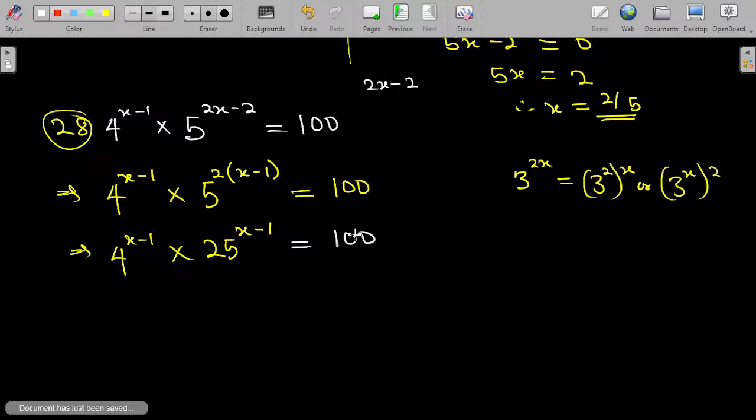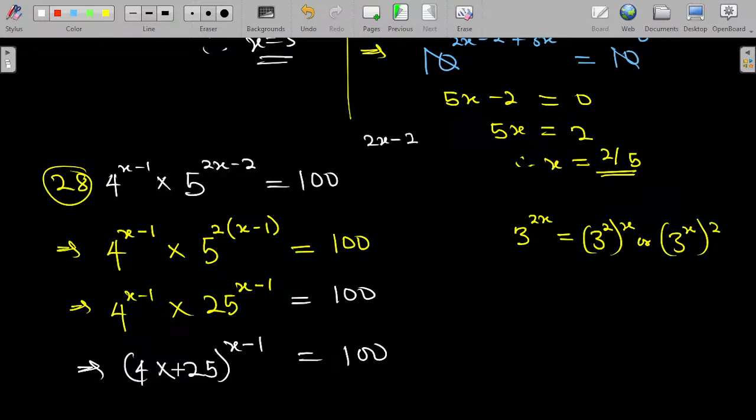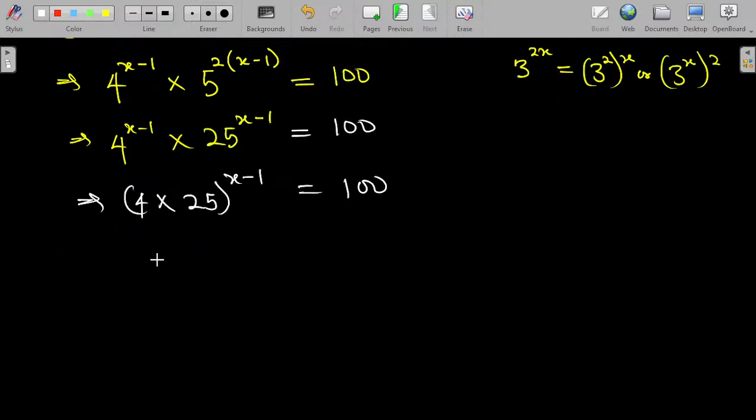And already, I am seeing the solution to this problem. I don't know if you are. Yes, I am. And how am I seeing it? Bring together by multiplication the bases, since the powers are the same, and then in brackets, bring out the power. And this is equal to 100. And so I'm seeing my x as 2. How did I get that 2? 4 times 25 is 100, raised to the power of x minus 1 is equal to 100.